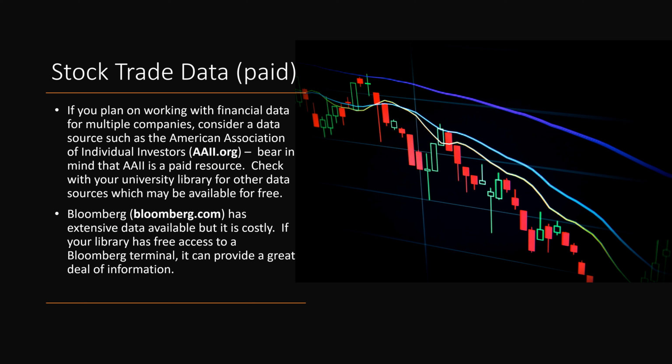If you plan on working with financial data for multiple companies, consider a data source such as the American Association of Individual Investors at AAII.org. Bear in mind that AAII is a paid resource, but check with your university library to see if you might have access for free. In addition, Bloomberg at bloomberg.com has extensive data available and analytic tools to work with it, but it is costly. If your library has free access to a Bloomberg terminal, that can provide a great deal of research information.